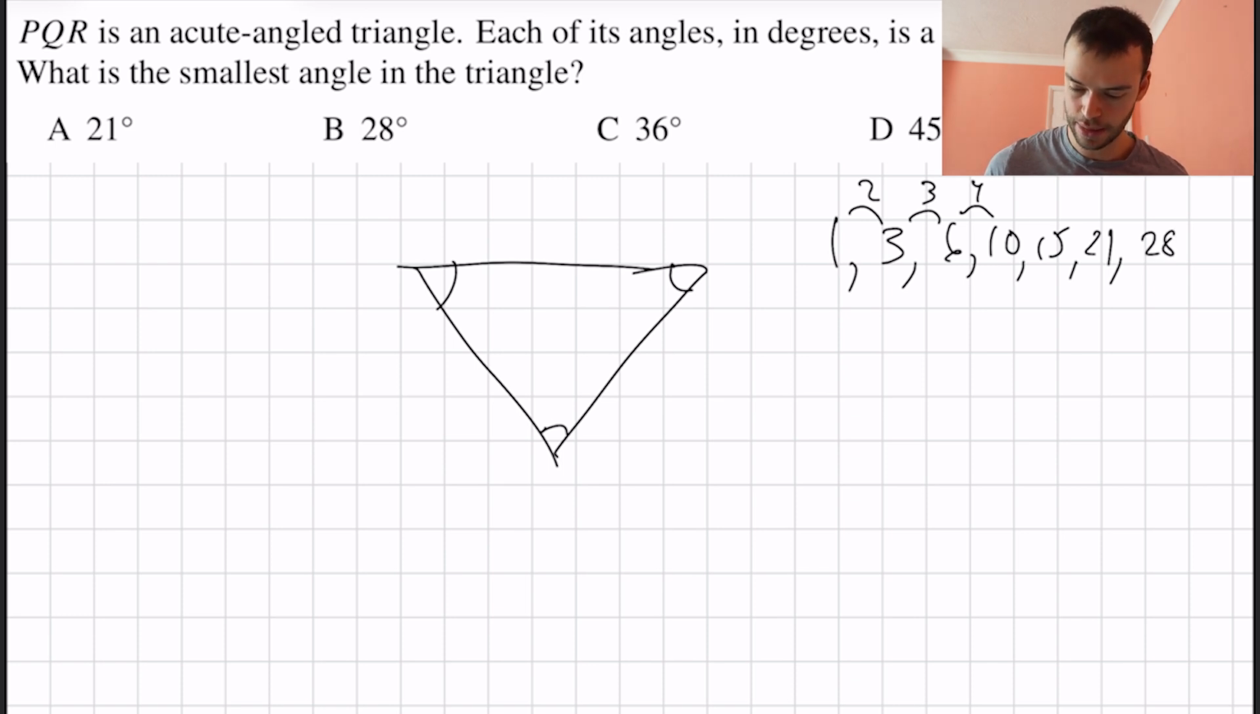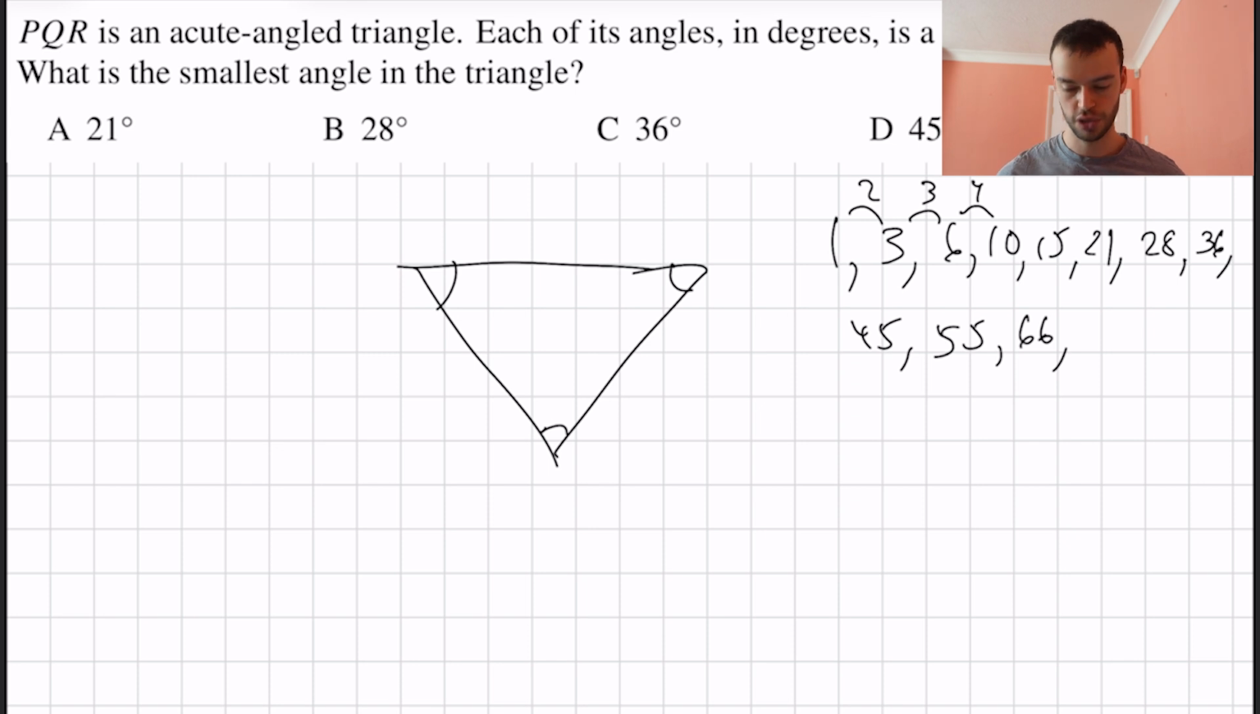We have 28, plus 8 we have 36, plus 9 we have 45, plus 10, 55, plus 11, 66, plus 12 we have 78. Then when we do plus 13, that becomes 91, which is over 90, therefore it wouldn't be acute. So let's get rid of that one. So these are all the triangular numbers that we could have.